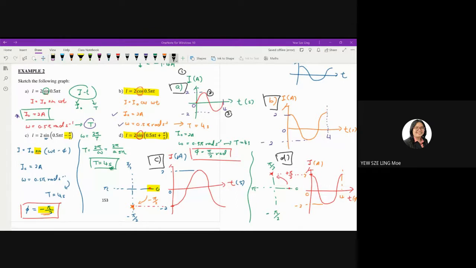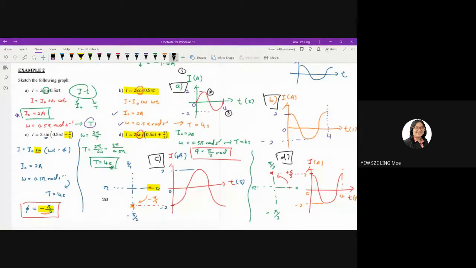Right, so I hope you know how to sketch a graph. Of course, the fundamental shape, I believe all of you know how to sketch already, the A and B. Just take note on how to sketch the graph for questions C and D. When you have a negative pi over 2, you just start from negative pi over 2, which means your graph starts from the bottom. If you have a positive pi over 2, then you start from 90 degrees, which means your graph starts from 90 degrees.